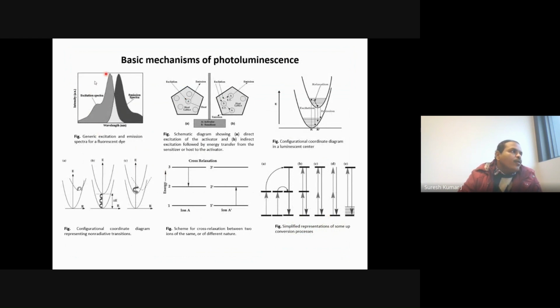There is an overlap of excitation and emission, but excitation and emission need not be of the same nature. So this is a schematic diagram of excitation and emission, where a host lattice is excited and emits in the form of photons as well as phonons in the form of heat. So these are different representations of photoluminescence, where cross relaxations or configurational coordination diagrams like this.